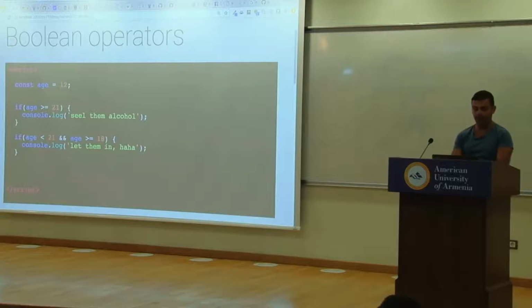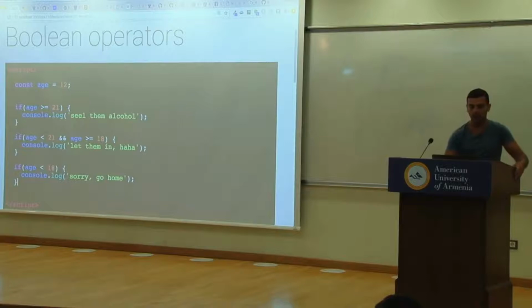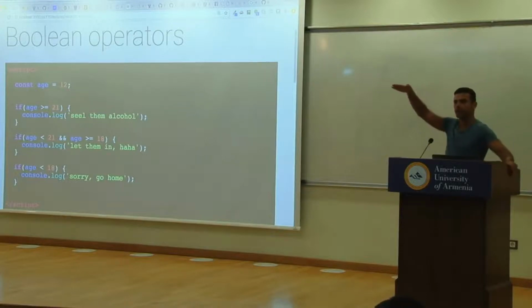In all other cases, that is to say, if age is less than 21, if it's less than 18, this is the case where we're not going to let them in. Console.log, sorry, go home. Is that clear? Now, notice the program is going to execute from top down, right?